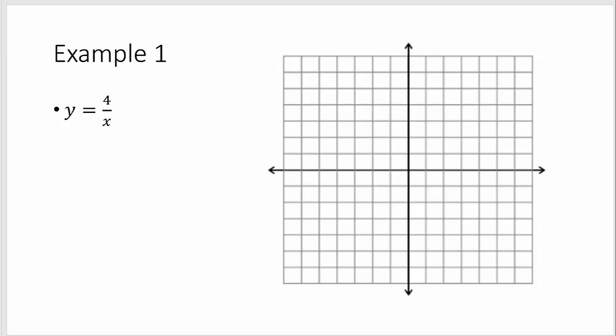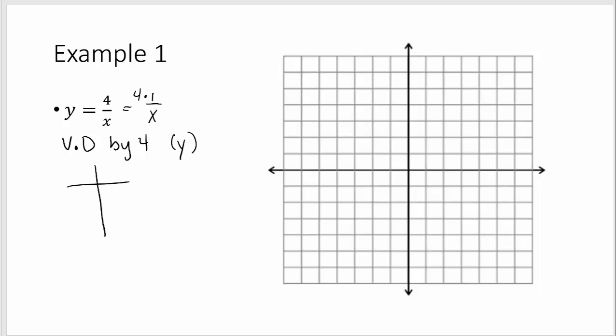We have a 4 in the numerator, meaning that our original function of 1 over x must be multiplied by 4. So if we have that multiplication, we're going to say it's a vertical dilation by 4, which means that the y values are being multiplied by 4.